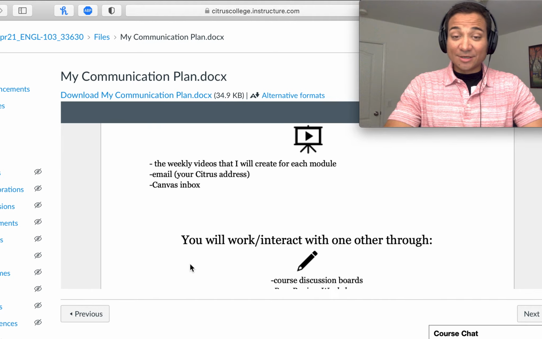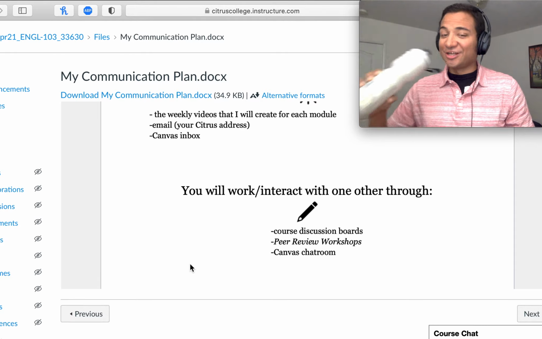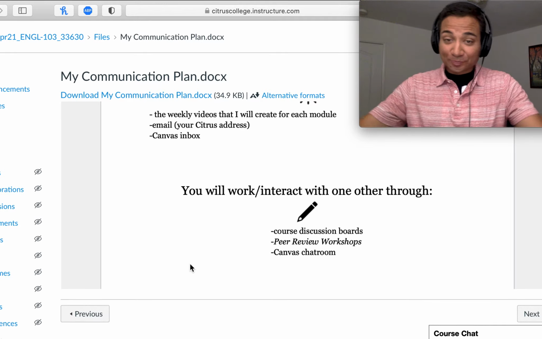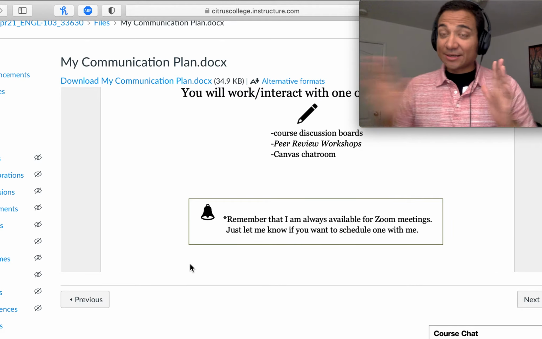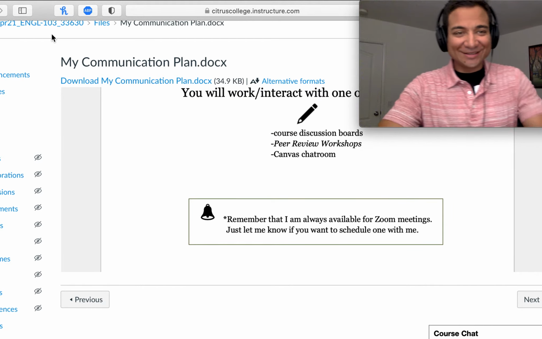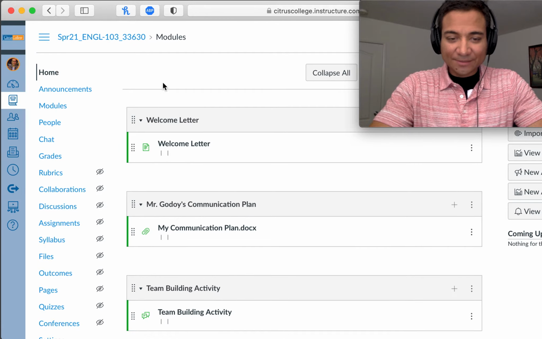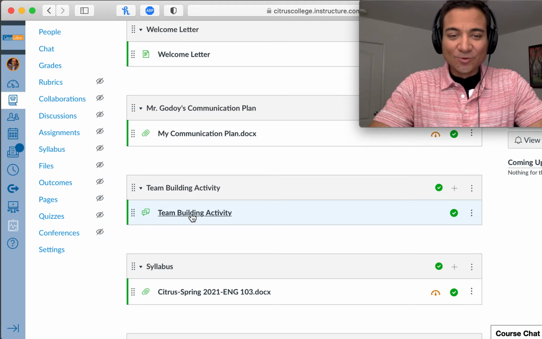The Canvas inbox. You'll interact with one another through course discussion boards, the workshops, the chat room, and I'm always available for Zoom meetings. Please let me know if you ever want to set one up. All right, that's what we see there. What else do we see? Team building activity. Ooh, this is so cool.